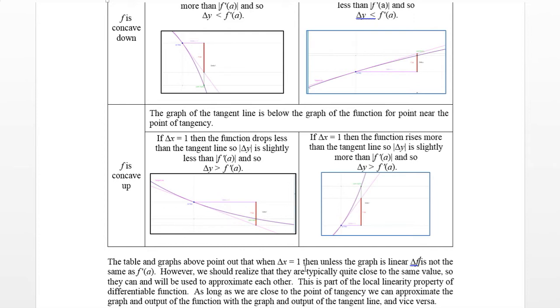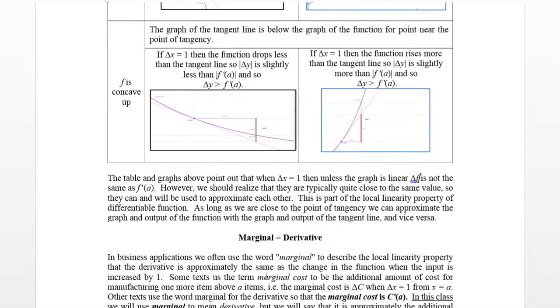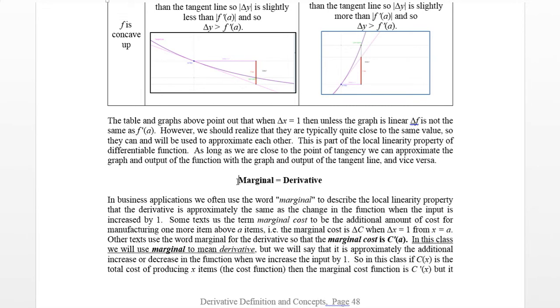So when we add 1 to x, that's a good approximation, and we use this word marginal for this relationship. We use this in business quite a bit. The word marginal, in this class, means the derivative, but we interpret it to be approximately the amount that the function goes up or down, up if the derivative is positive, down if the derivative is negative, when you increase x by 1.